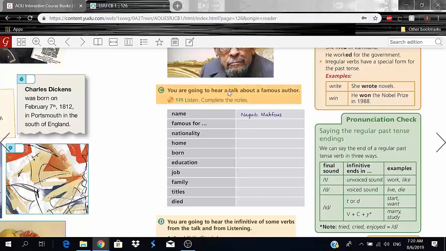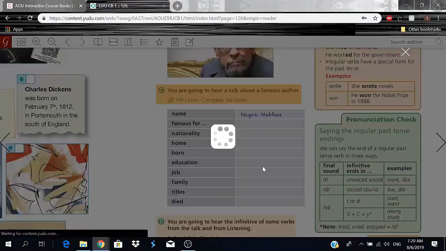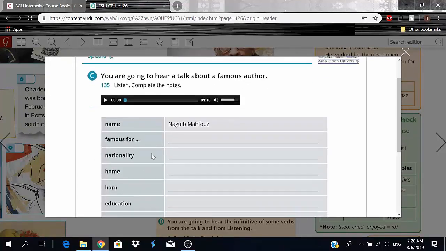You're going to hear a talk about a famous author. And this, oh wow, this is Naguib Mahfouz, someone Egyptian as well, just like me. So let's actually listen, and we're going to be completing the notes about Naguib Mahfouz. Here we go.